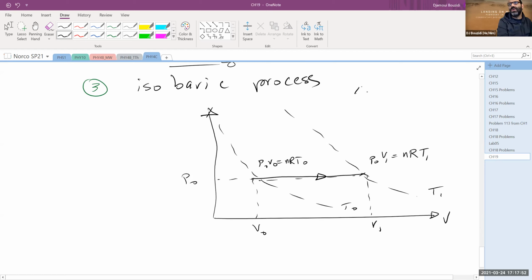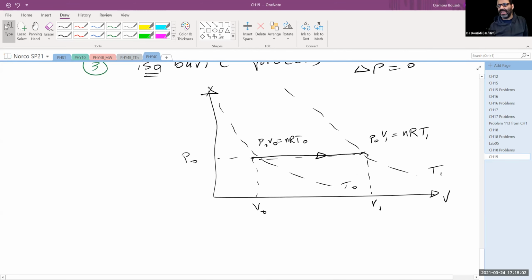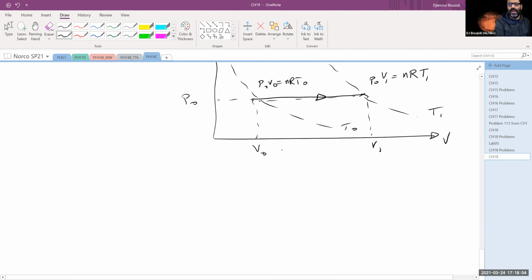So the pressure is the same. So delta P is equal to 0. So the pressure does not change. So this is what isobaric stands for, okay? So I want to find now the change in the energy. Obviously, I'm doing work in this case, going from V0 to V1. So W is minus the integral from start to finish of P dV, with a minus sign in it.